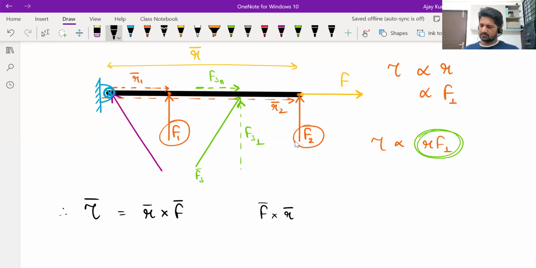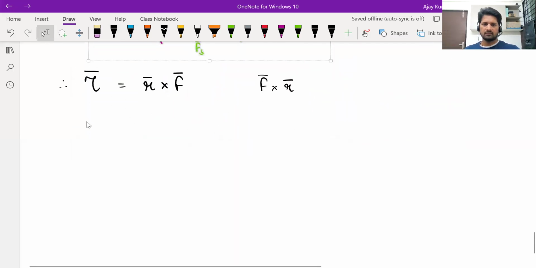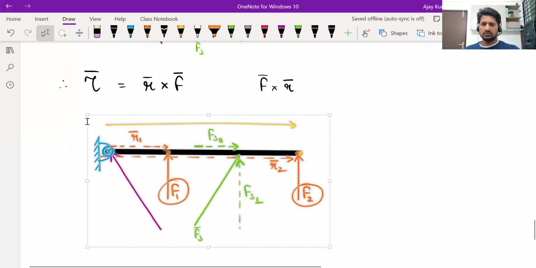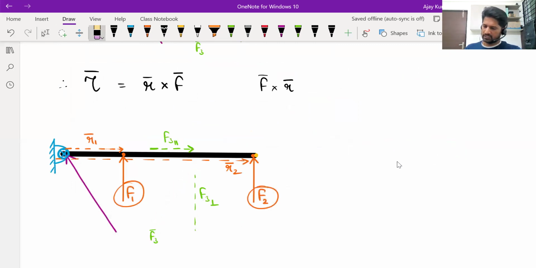One of you tell me, in which sense will the force F1 rotate this rod? Clockwise, anti-clockwise? Anti-clockwise, sir. Anti-clockwise. So the torque, that's nothing but the rotational effect produced by F1, should be anti-clockwise. Now what we are trying to find out is whether torque should be written as R cross F or F cross R.